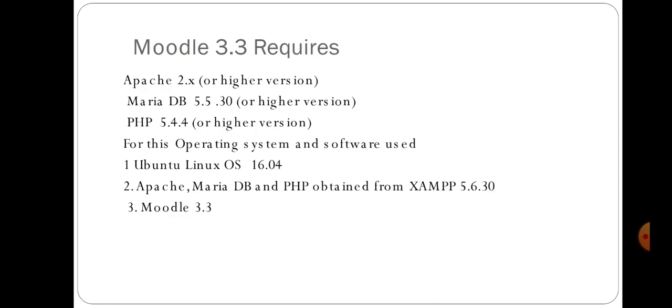Now, what are the requirements of Moodle 3.3? We also understood: Apache 2.x or its higher version, MariaDB database 5.5.30 or its higher version, PHP 5.4.4 or its higher version. For the operating system and software used, Ubuntu Linux operating system, that is 16.04, is used. Apache, MariaDB database and PHP are obtained from XAMPP 5.6.3, and Moodle 3.3.